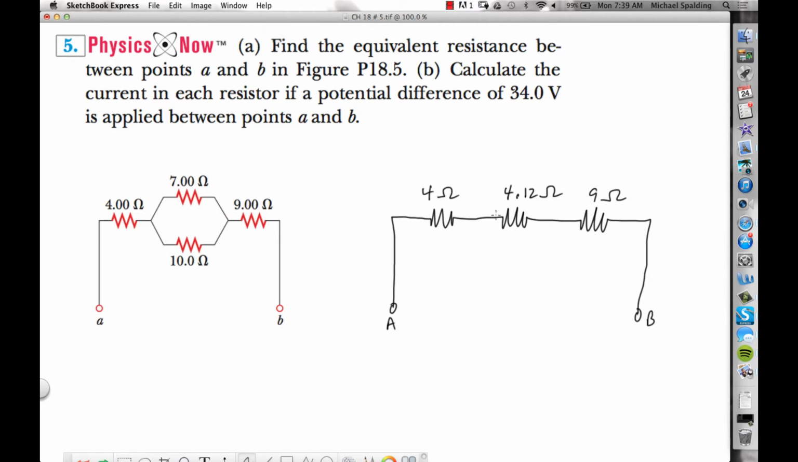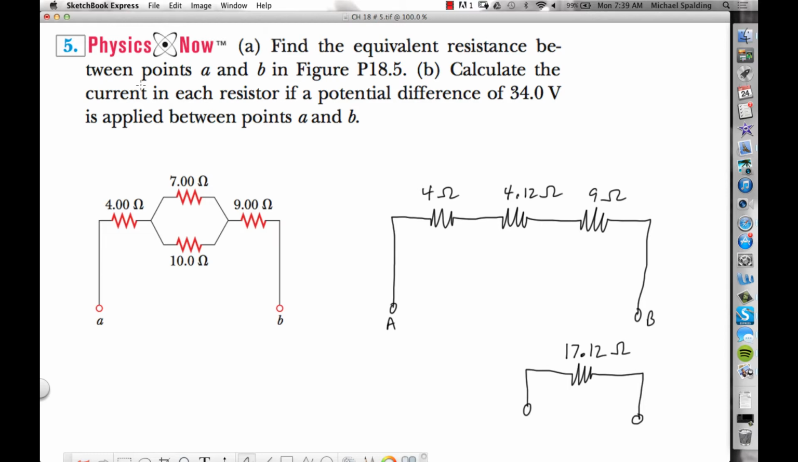Now, we have 3 resistors here that are in series. The way you simplify resistors in series is simply by adding them up. So this adds up to 17.12 ohms. And that's the answer to question A. That's the equivalent resistance of all 4 resistors.